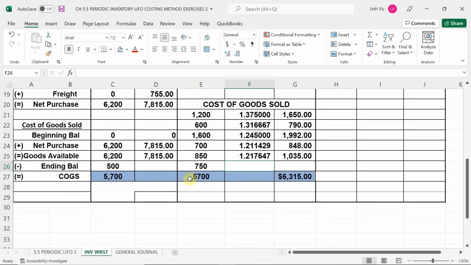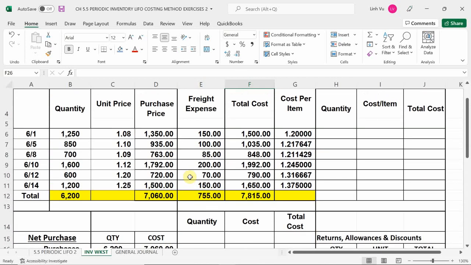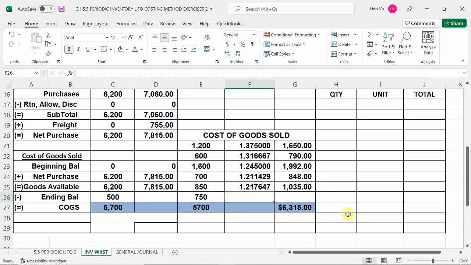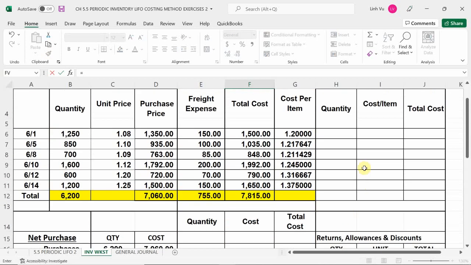Okay? So now I have only one batch of inventory left. In this case, out of this 1,250, I need to sell 750, right? Now in this case, I'm not taking all of it, right? So I need to calculate how much it's going to cost me per item, okay? So in this case, how much is it per item? $1.20. Good. So in this case, it's going to cost me $1.20.